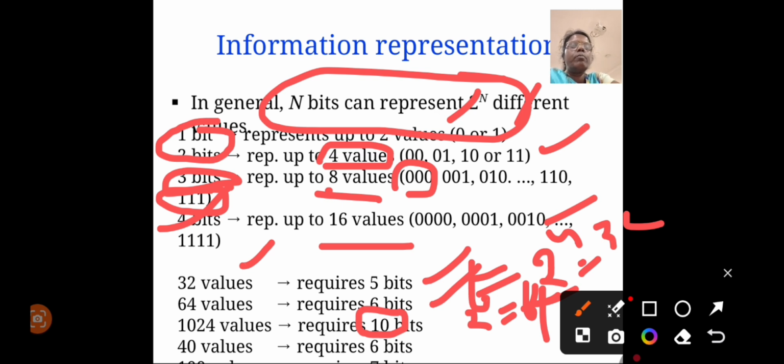And if you reduce 1 bit from 6 bits, you will get 5 bits. 2 power 5 will become 32. So 40 is present between 32 and 64. So to represent 40 values, a minimum of 6 bits is required. In this same way, we can find the number of bits for any given number of values. When we want to represent binary information, we have to use the formula: n bits are required to represent 2 power n different values.